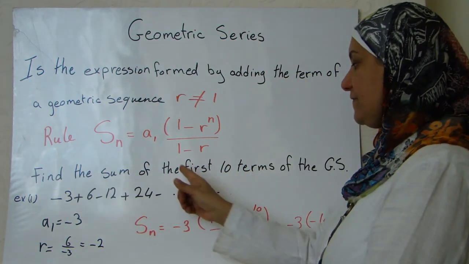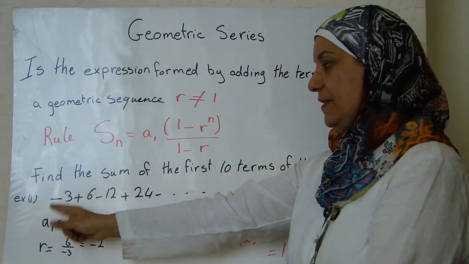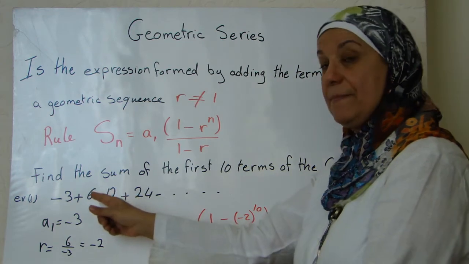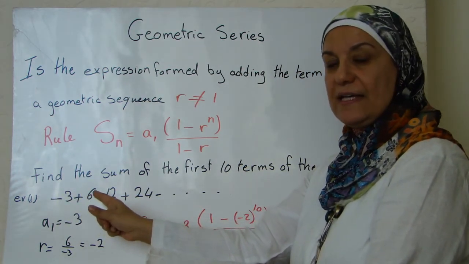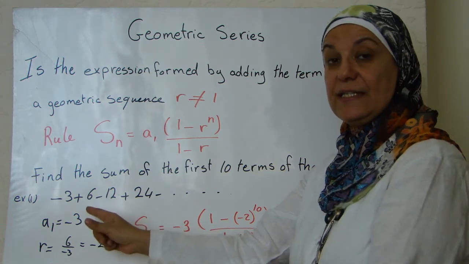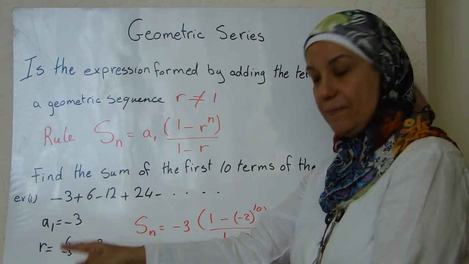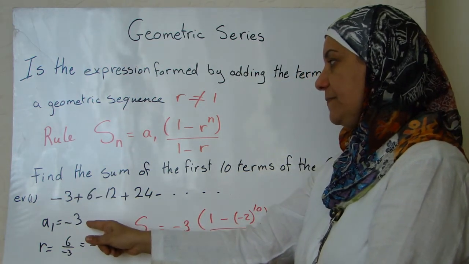Find the sum of the first 10 terms of the geometrical sequence. Example 1: negative 3 plus 6, negative 12 plus 24. Remember, even though you have a negative and then a positive, that does not mean it is not addition. It is addition, but my terms are alternating between negative and positive. My first term, which is a1, is negative 3.